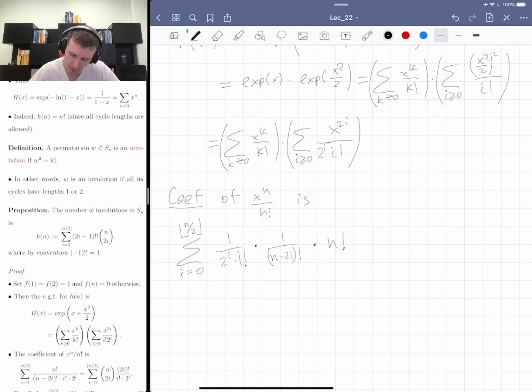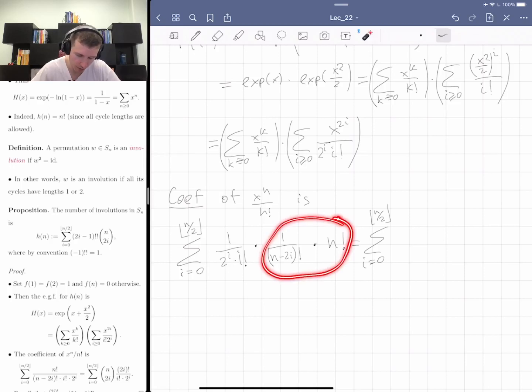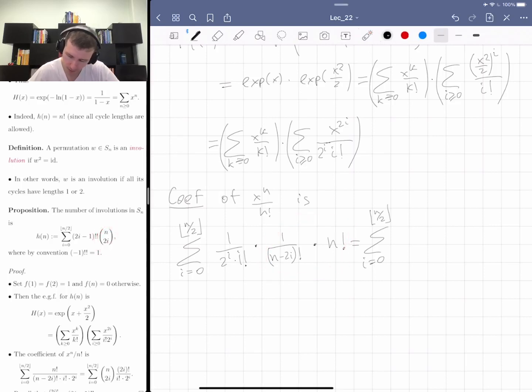Now I have to transform the sum from 0 to floor of n over 2. The rest is just algebraic manipulations. I want to turn this into a binomial coefficient. So 1 over 2 to the i times i factorial times n factorial over n minus 2i factorial. And then I want to add an extra 2i factorial, so I have to multiply by 2i factorial. Now this is a binomial coefficient: the sum over i from 0 to the floor of n over 2 of n choose 2i times 2i factorial over 2 to the i times i factorial.